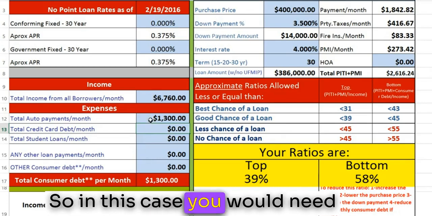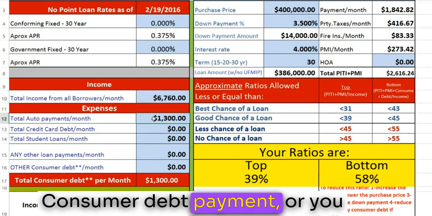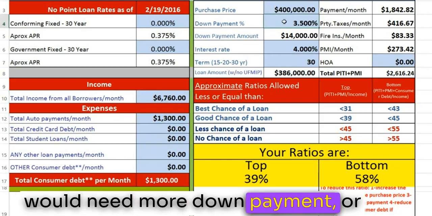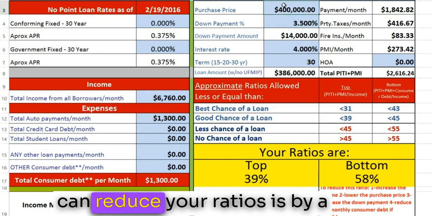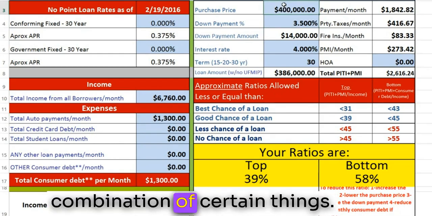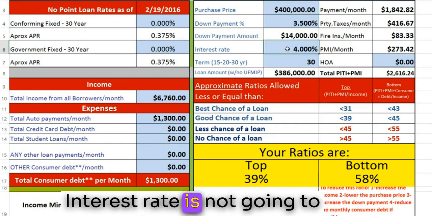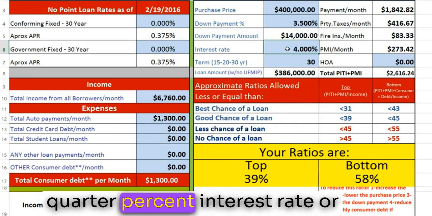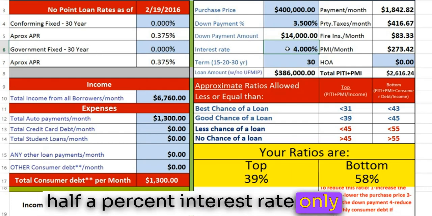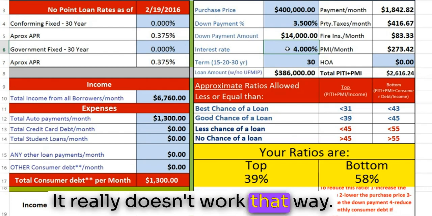So in this case, you would need more income, you would need less consumer debt payment, or you would need more down payment, or you would need a lower loan amount. That's the only way that you can reduce your ratios, by a combination of certain things. Most people say, what about if you reduce the interest rate? Interest rate is not going to drop your ratio too much. I would suggest to you that a 0.25% or 0.5% interest rate reduction only drops your ratio by probably 0.5 point or something like that. It really doesn't work that way.